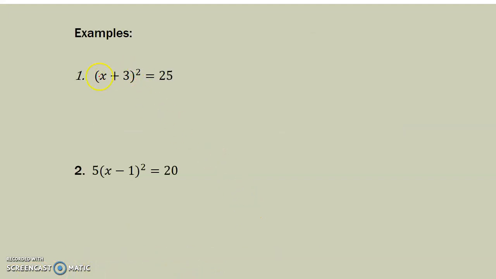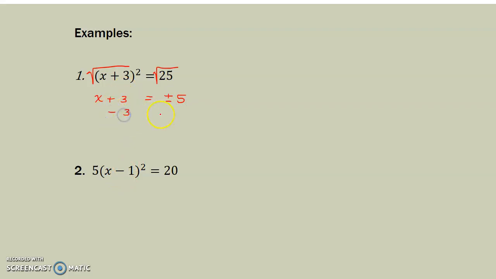All right, so do these examples here. I'm going to solve this one by square roots. I have this expression squared equals 25. So I am going to take the square root of both sides. So on this side, I'm left with x plus 3. On the right side, the square root of 25 is 5, but remember we have a positive or negative root there.